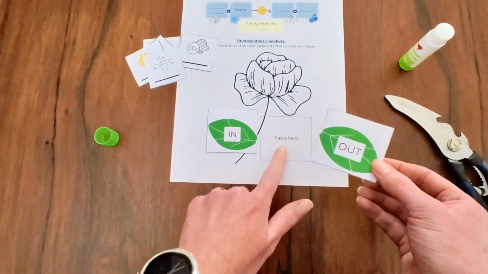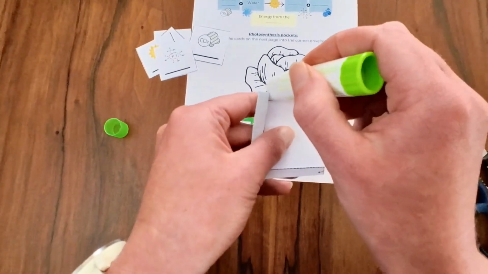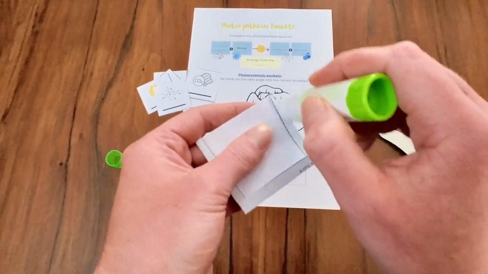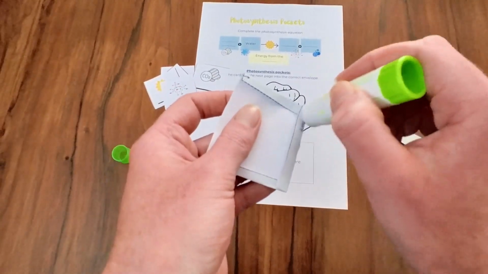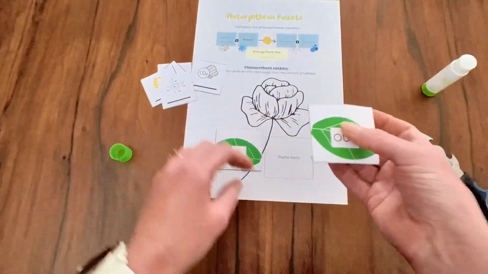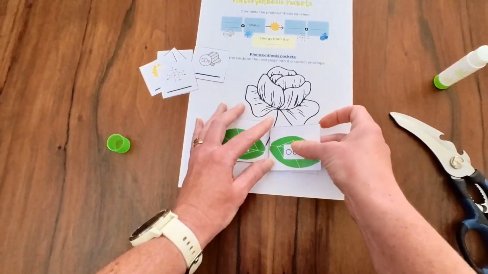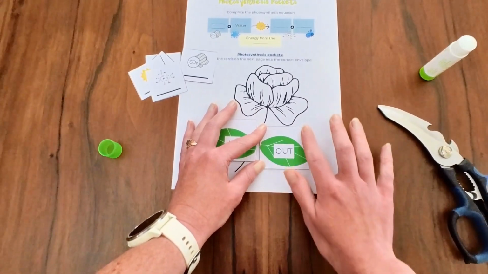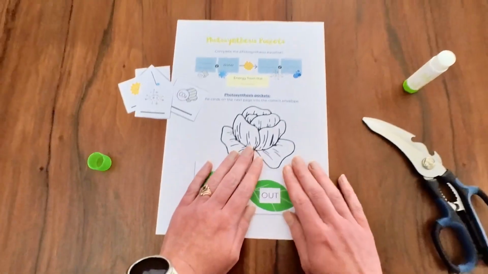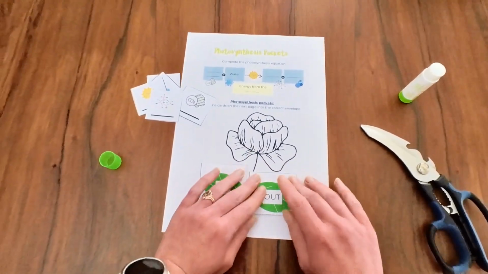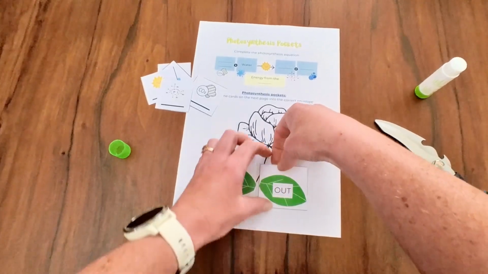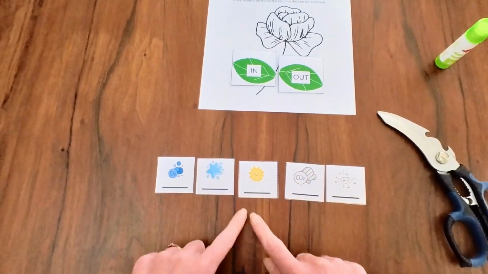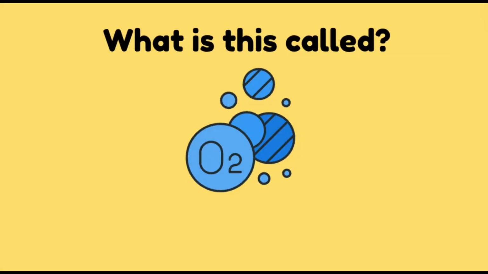Now you can do the same with the out pocket. Stick it on the right side of the flower diagram. You've just created your in and out pockets. Now you can see that these pockets are where we are going to place our elements.